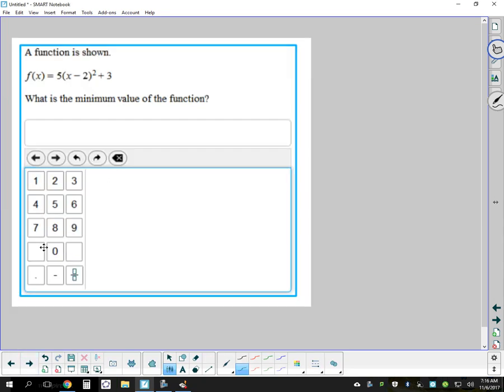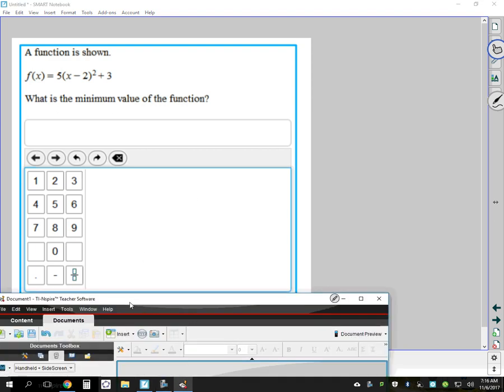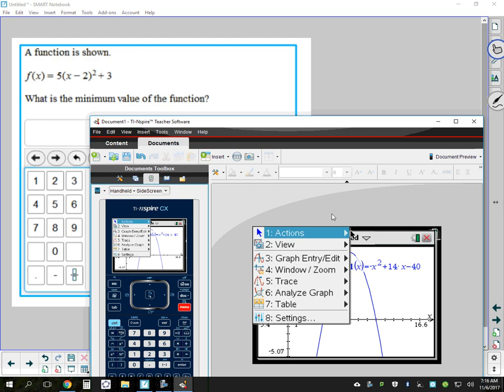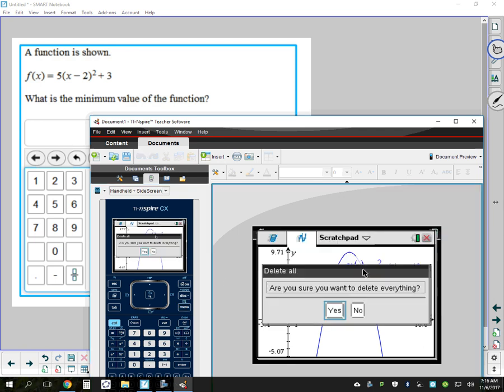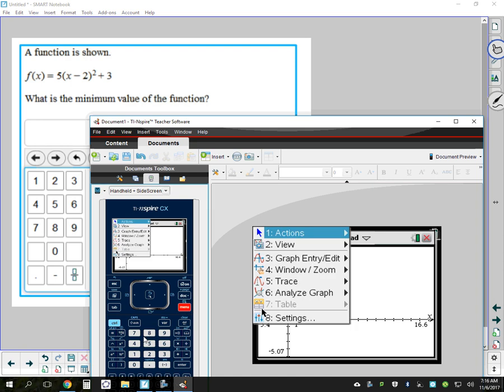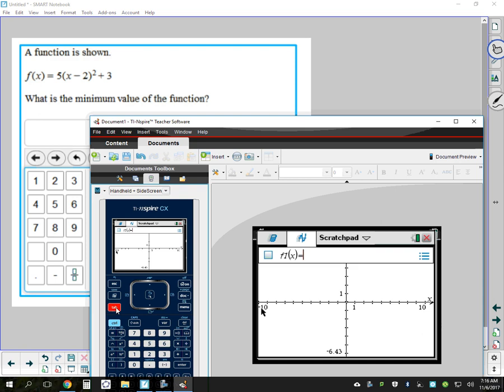Okay, last one. A function is shown. What's the minimum value of the function? Okay, so we would need to graph this. So back in our calculators, let me clear my ink out. I want to go and erase what I had. So menu, actions, delete all, menu 1, 4, enter. I want to go back to my standard window. So menu, window zoom, 5 for zoom standard, and then press tab.